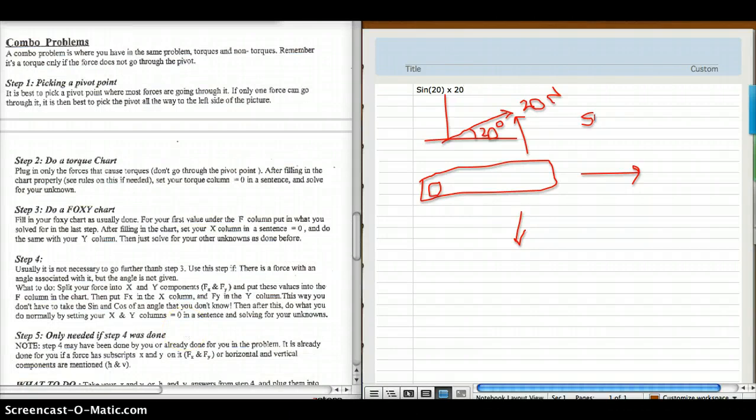So if you have a combo problem, which is basically a problem where you have torques and non-torques, a little bit of both in it, just remember, it's a torque only if the force does not go through the pivot.